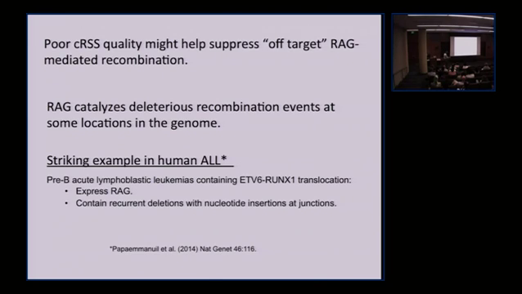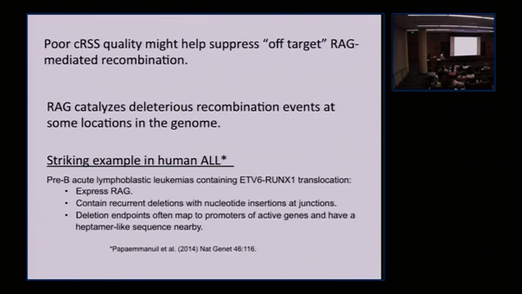They have nucleotides inserted at the junctions, which is a hallmark of VDJ recombination. And strikingly, the deletion endpoints map to promoters of active genes. Remember, that's where RAG binds. And they have a heptamer-like sequence nearby very frequently. So this is just a smoking gun for RAG-mediated recombination that's contributing to the development of this particular leukemia.